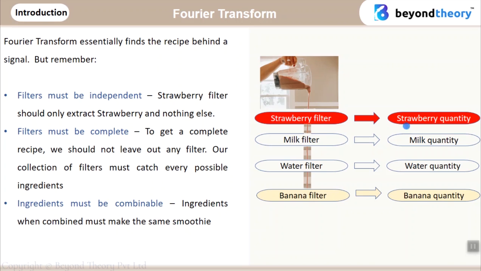The second thing is these filters must be complete. They should not give you half information about how much strawberry is present, because then it defeats the point of that filter. So your Fourier transform should be able to describe each component wave completely and not partially. And finally, after doing the filtering, you should be able to recombine to get the smoothie. Otherwise the whole point of filtering is lost, because you want to recreate a smoothie. Similarly, you should be able to invert the Fourier transformation so that you can merge all of the individual component waves to obtain the complex signal.